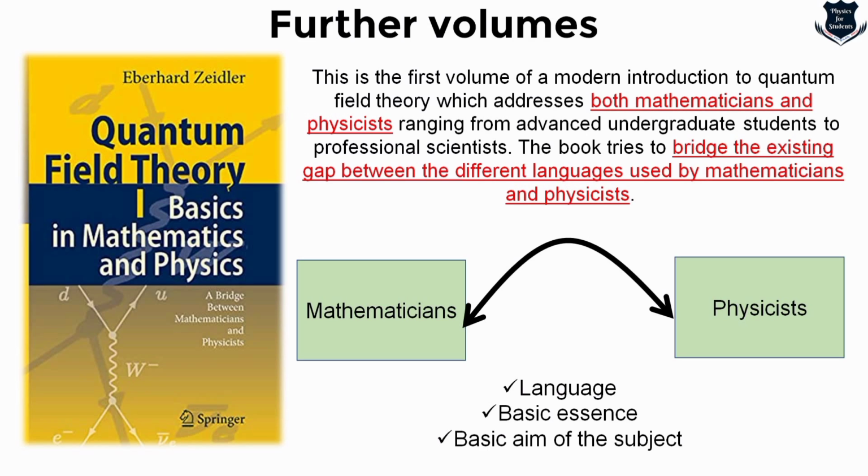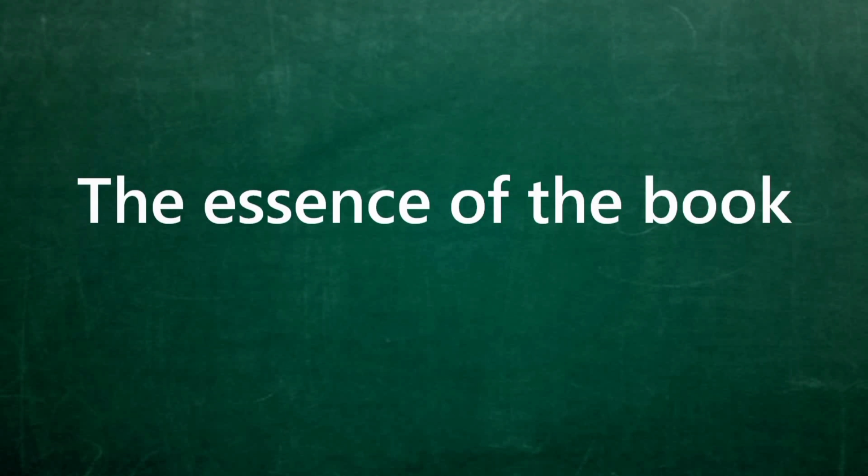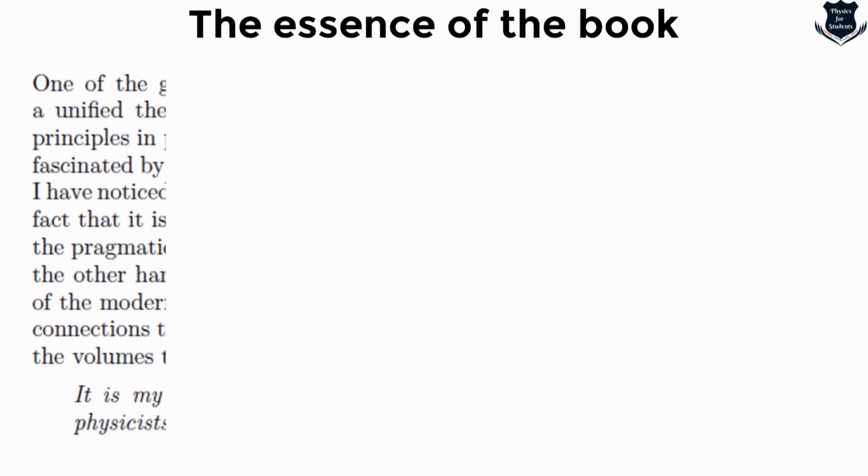So what Professor Zeidler has done is that the mathematicians, when they are speaking of quantum field theory in one way and physicists speaking in another, this book is exactly the gap. Now what does that mean? I will just show you. This actually will show that whether you are a mathematician or a physicist, this book is an eternal guide for you. Okay, so let me give you the essence of the book. What do I mean by the essence of the book?